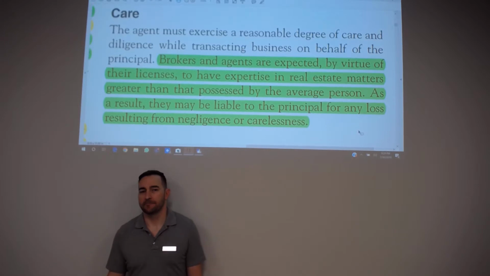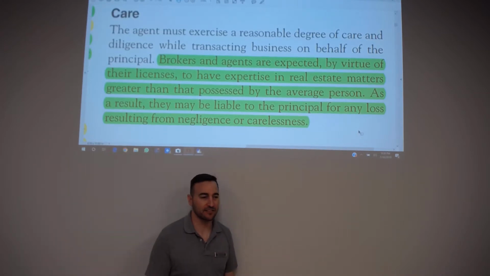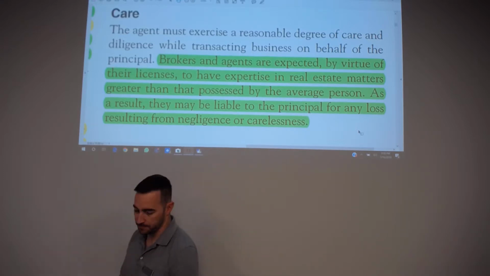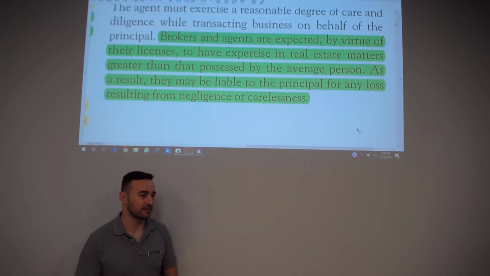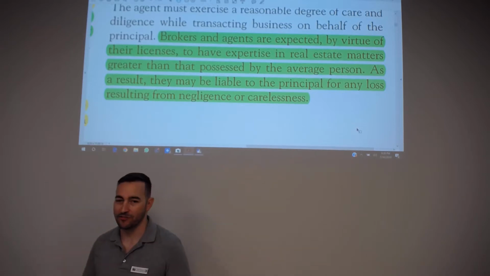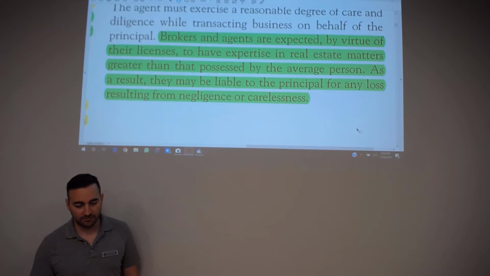Yeah, but here's the thing. What does it mean to care, really? How do you care in real estate? So here's an example. An agent must exercise a reasonable degree of care and diligence while transacting business on behalf of the principal. Brokers and agents are expected, by virtue of their license, to have expertise in real estate matters greater than that possessed by the average person. As a result, they may be liable to the principal for any loss resulting from negligence or carelessness.